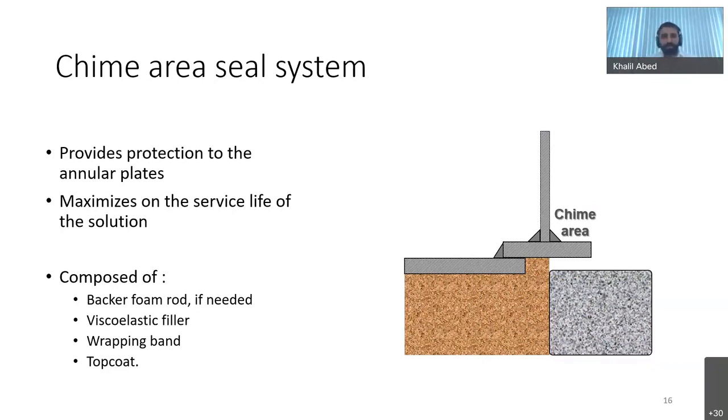Tank chime area seal system usually is composed of a backer rod, usually used in gaps that are greater than 10 mm, a viscoelastic sealant, a wrapping band, and a top coat to provide protection for the wrapping band against basically UV rays and the degradation because of the exposure to atmospheric conditions over time. So this is the engineered system and the different components of the system.